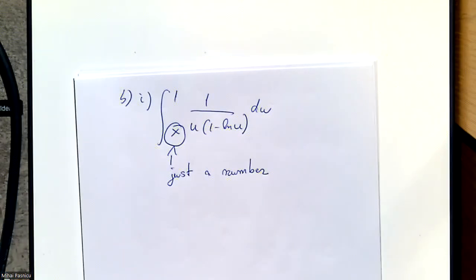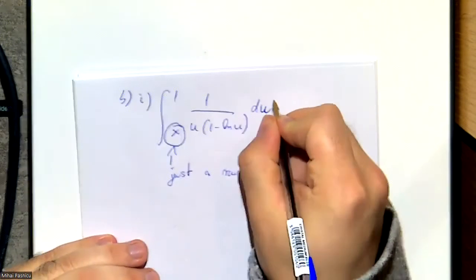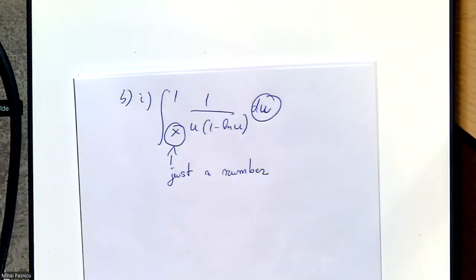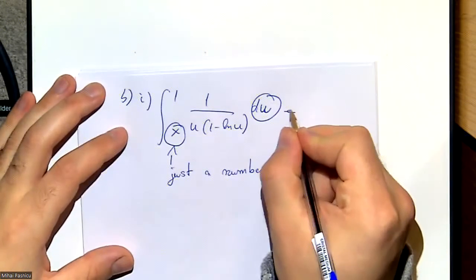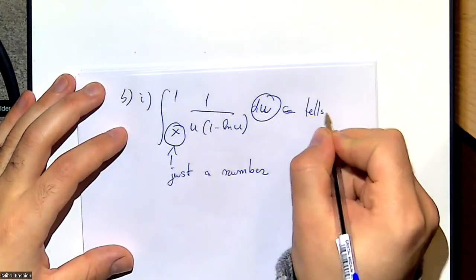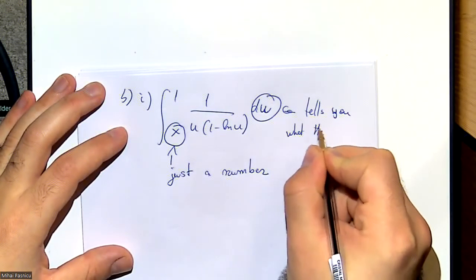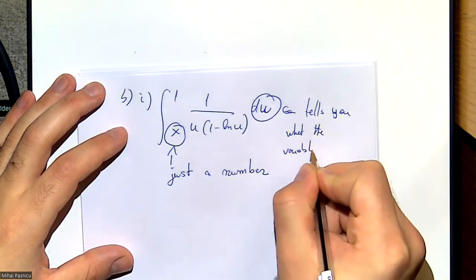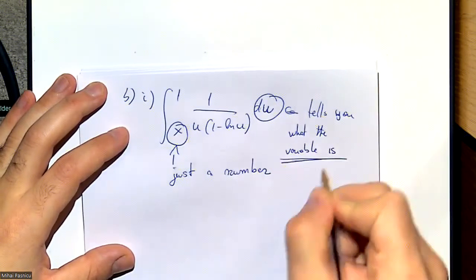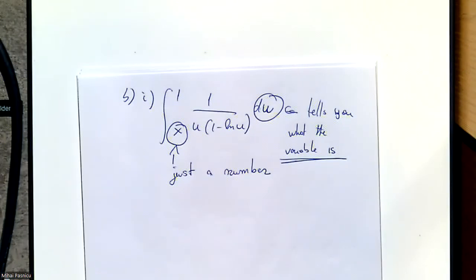Usually, and I put emphasis on this when I taught you, but I'm going to say it again. The du, the thing that's next to the integrand, tells you what you're integrating over. This thing tells you what the variable is.